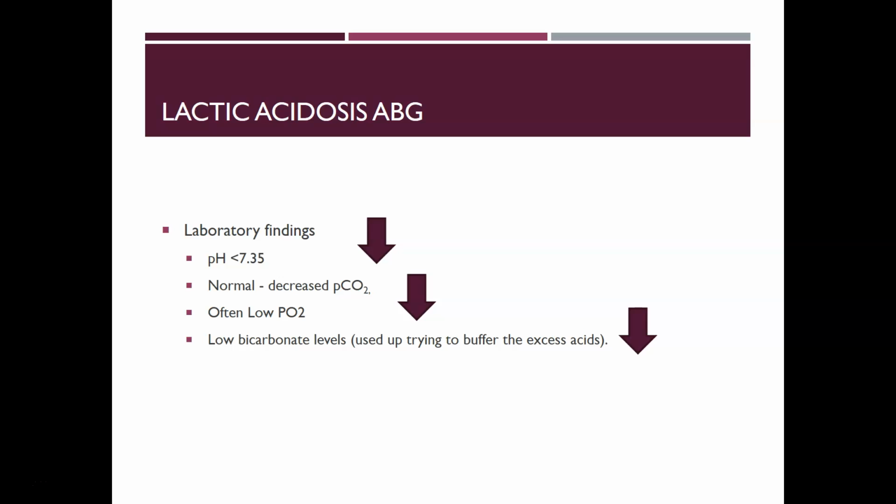The lab findings for lactic acidosis on ABG: the pH is going to be decreased, and the PCO2 is usually normal to decreased, especially if you're having some issues with gas exchange, with being able to get enough oxygen in. So if it's lactic acidosis due to hypoxia, you will often also have low PO2, and obviously low bicarb levels. So everything is low. If you look at your ABGs and everything is low, then you've got to think metabolic acidosis, but specifically possibly lactic acidosis.